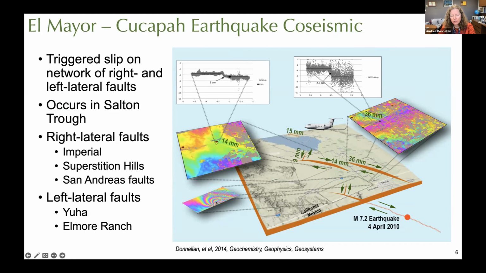This is the main shock rupture. We can see a lot more fringes. The fringes show the amount of motion. So there was a lot there, and there was this triggered slip. It occurs throughout the Salton Trough. It doesn't really occur beyond that. There were both the right lateral faults that I mentioned, as well as left lateral faults.